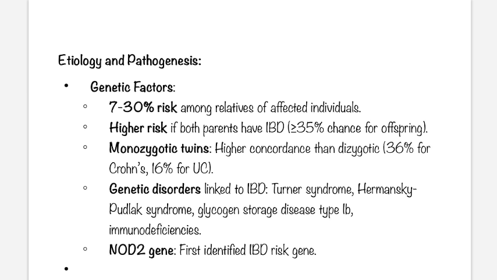So what is the etiology or pathogenesis? Are there any genetic factors for inflammatory bowel disease? Yes, there is a 7 to 30% risk among affected individuals' relatives. If any patient is affected, his or her relative has a 7 to 30% chance of having inflammatory bowel disease. If both parents are affected, more than 35% chance. If monozygotic twins are affected, 36% for Crohn's and 16% for UC. As you can see, Crohn's disease is more genetically predisposed.